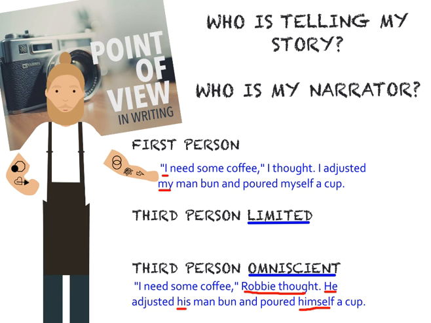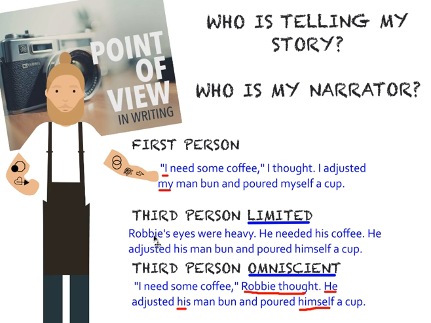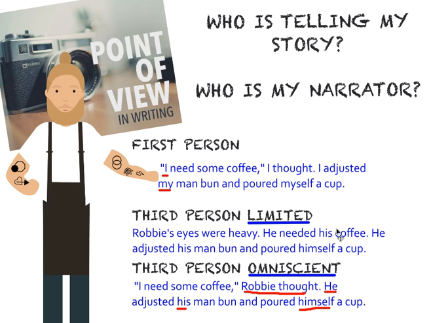In third person limited, I don't get to see what the character is thinking, so I might write something like, Robbie's eyes were heavy, he needed his coffee. He adjusted his man bun and poured himself a cup. I'm using pronouns like he, his, himself, and yet I can't describe how Robbie thought he needed a cup of coffee. I need to describe it through what I can see. I might say something like Robbie's eyes were heavy, describing how he looked tired. In third person limited, I only get to describe what I can actually see.